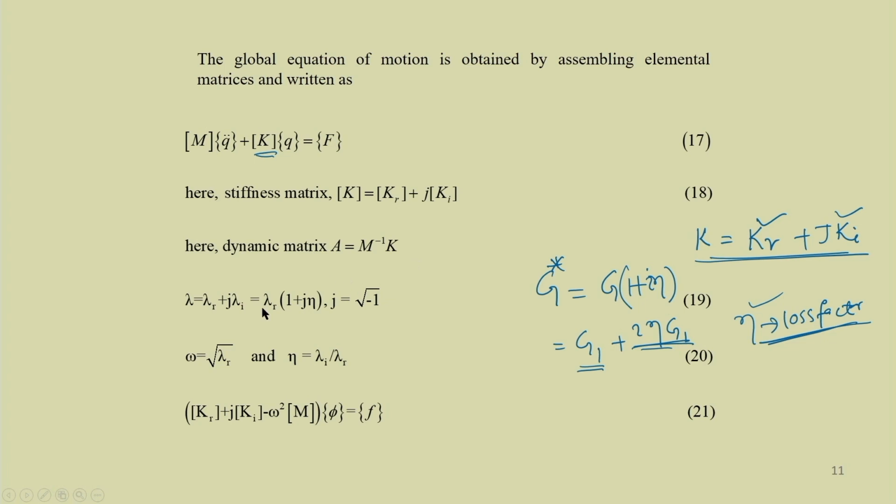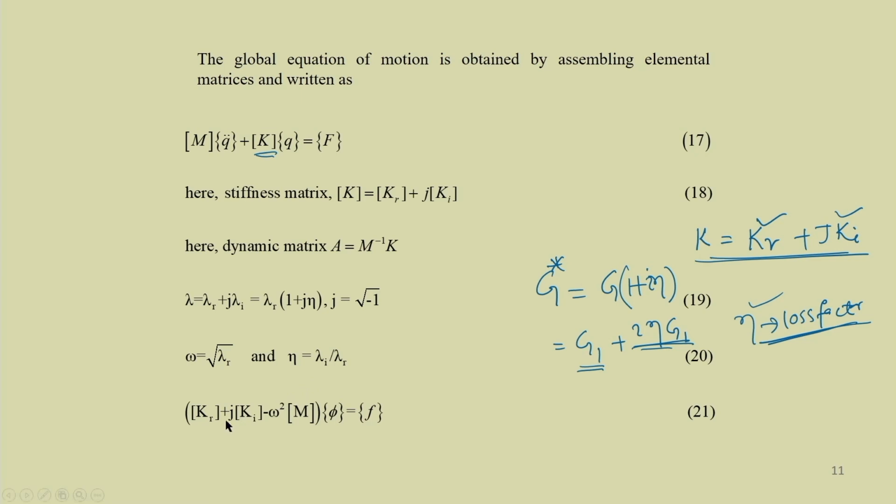So, you just see the eigenvalue of A will contain both real part and imaginary part. So, this lambda equal to lambda r plus j lambda i, or it can be written as lambda r into 1 plus j eta, where this eta is known as the loss factor, j equal to root over minus 1. So, here omega, that is the natural frequency of the system, can be obtained by taking the square root of lambda r, and eta equal to lambda imaginary by lambda real part. So, this equation can be written in this form also.